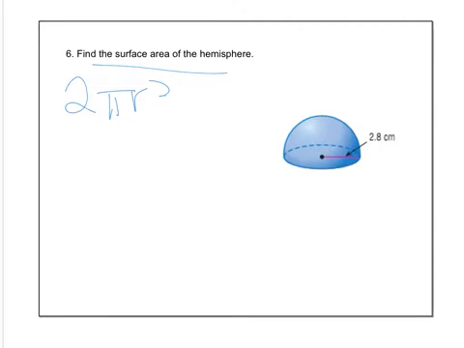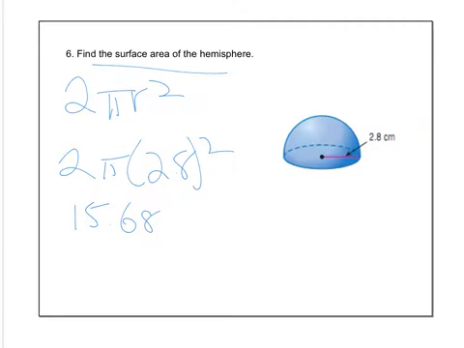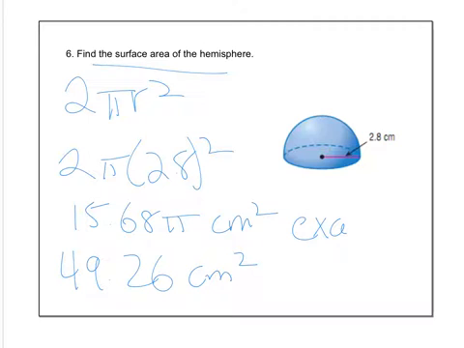So surface area of a hemisphere, pretty simple. 2 pi r squared. So 2 times pi times 2.8 squared. 2.8 squared times 2, 15.68 pi centimeters squared. So multiply that times pi. And again, exact, rounded. That's my difference.